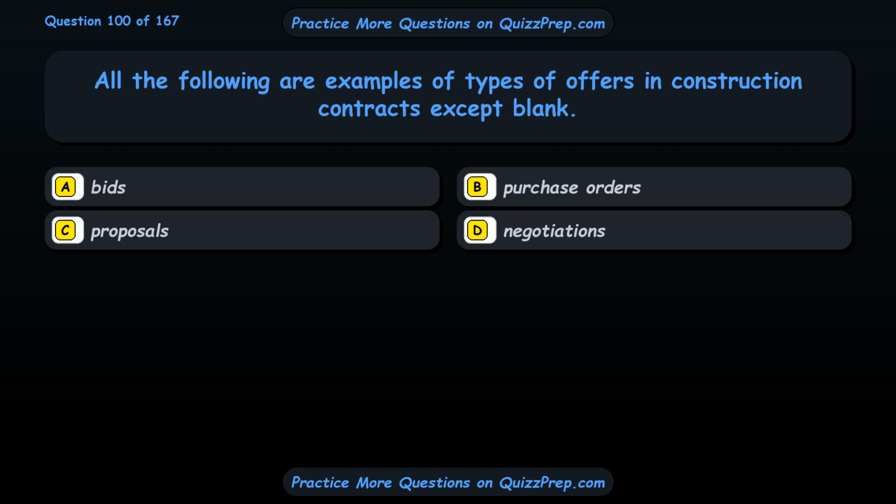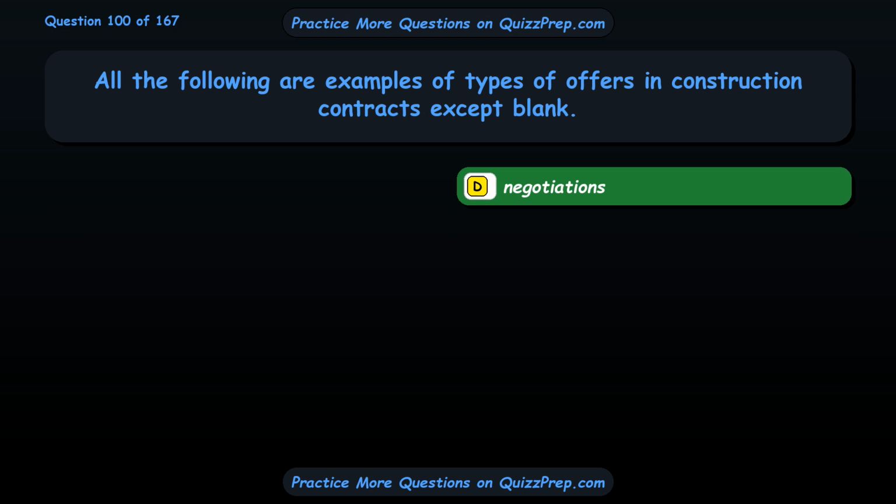Question 100. All the following are examples of types of offers in construction contracts except blank. Option A, bids. Option B, purchase orders. Option C, proposals. Option D, negotiations. The correct answer is option D, negotiations.